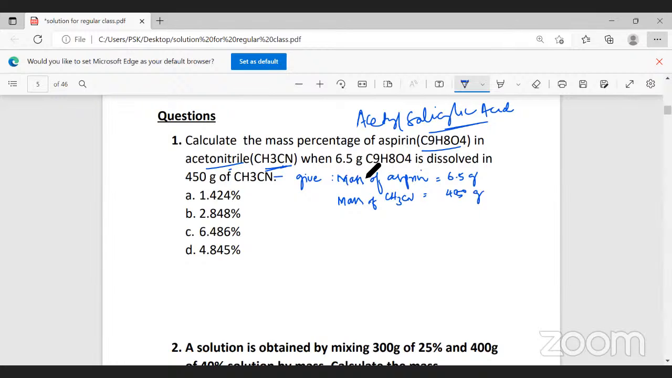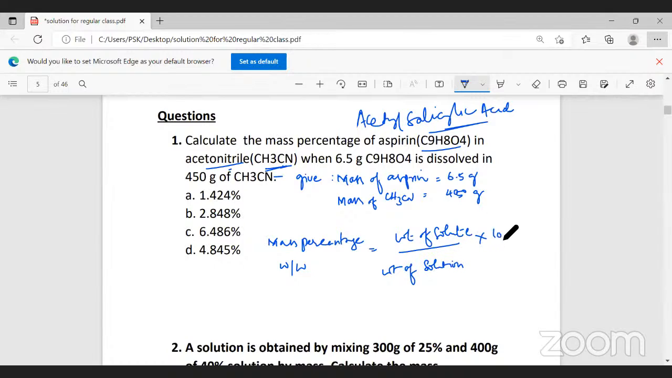They're asking you to calculate the mass percentage. How do you calculate the mass percentage? Mass percentage is otherwise called weight by weight percentage. So it is nothing but weight of the solute divided by weight of the solution into 100. This will give you mass percentage. We have learned this formula in yesterday's class.